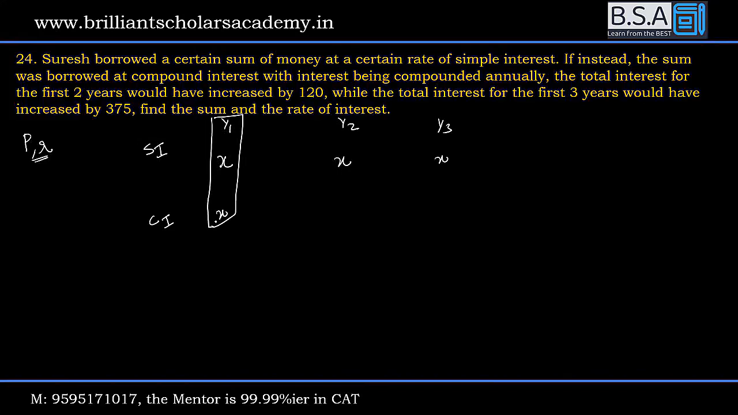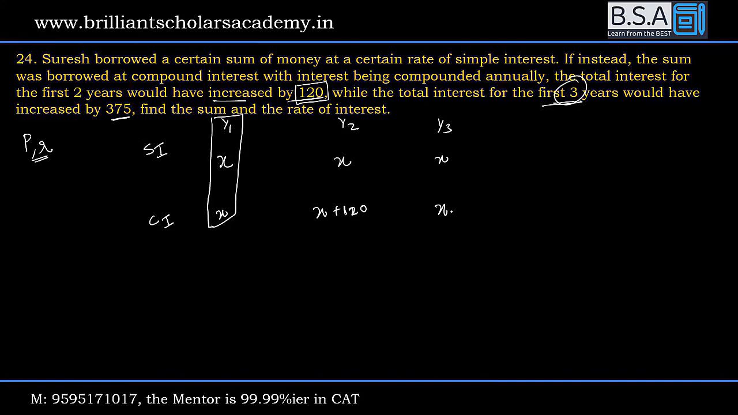Second year, listen to my language. Second year, there is 120 rupees more. There is earning of 120 rupees more. Clearly, it says in 2 years, the interest increases by 120 rupees. And for the first 3 years, it increases by 375.